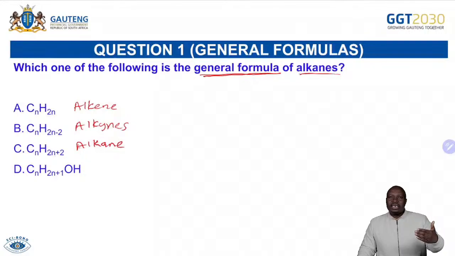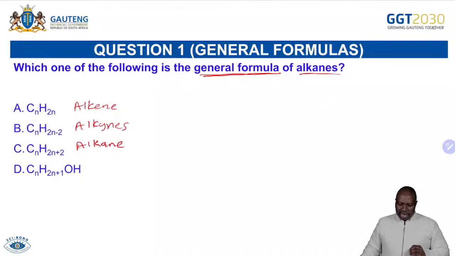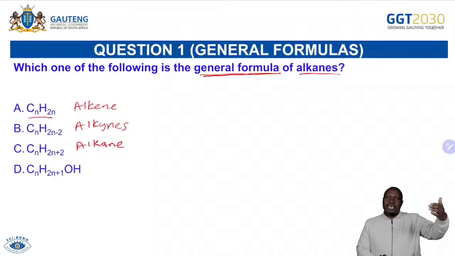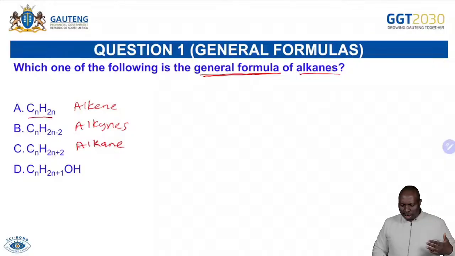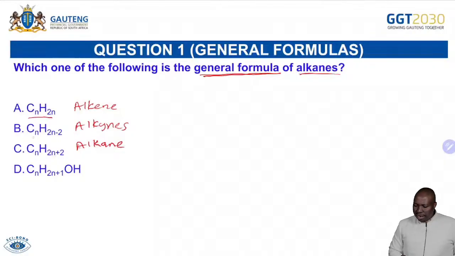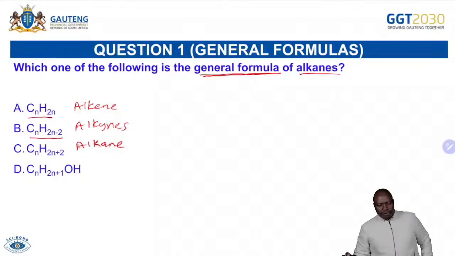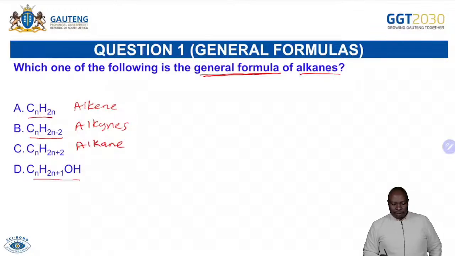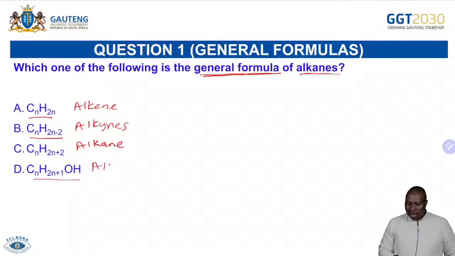However, when you move to alkenes, you're going to remove 2 hydrogens. Hence, it becomes CnH2n for alkenes. When you move from alkenes to alkynes, you remove another 2 hydrogens. You're going to get CnH2n minus 2. And then when it comes to alcohols, you're just going to replace one hydrogen on the CnH2n plus 2 with the OH. That's why it becomes CnH2n plus 1 OH. Definitely, that must be the general formula of alcohols.